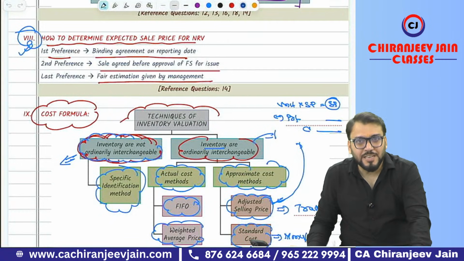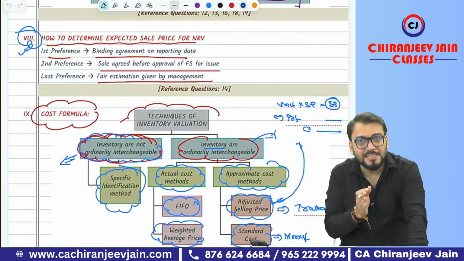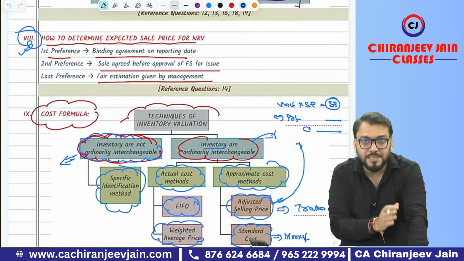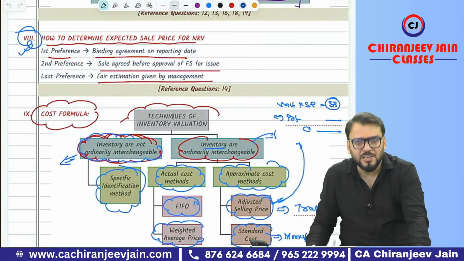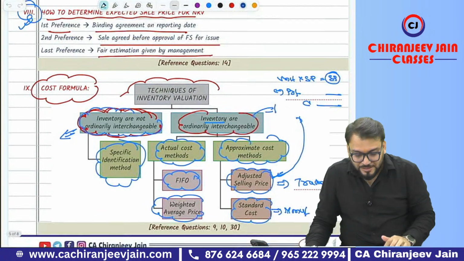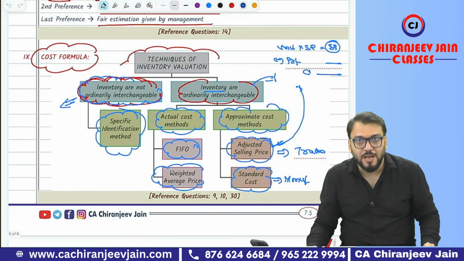In the last class we completed Ind AS 38 and then we started Ind AS 2, but that was not completed. Ind AS 2, some portion, I will say a very small portion, is left. What was the last point? The last point was cost formula.